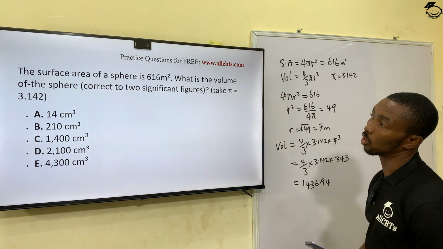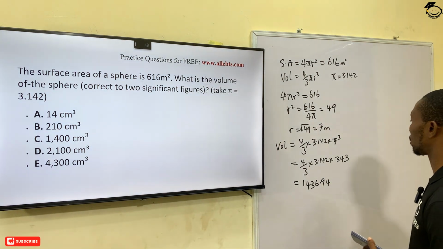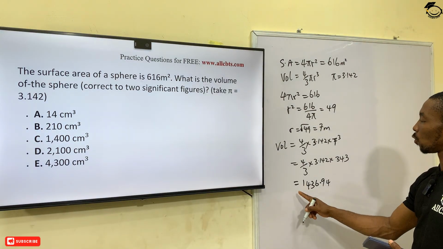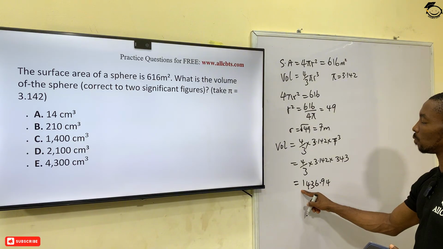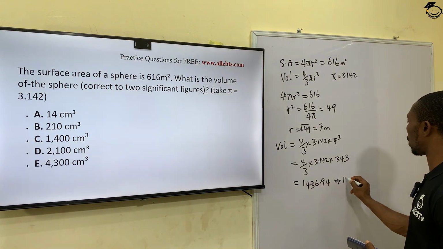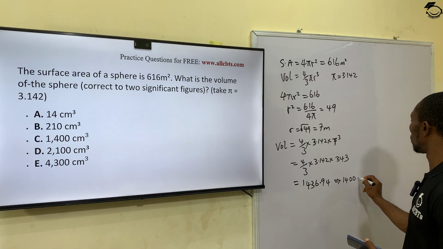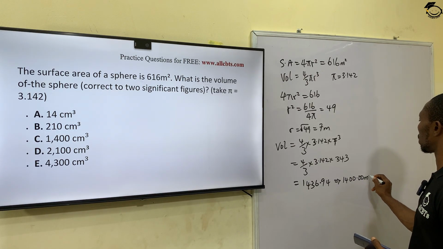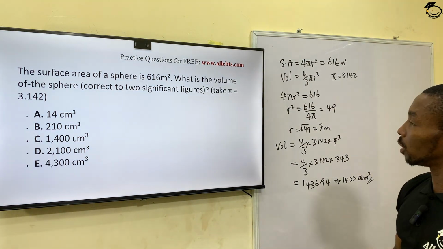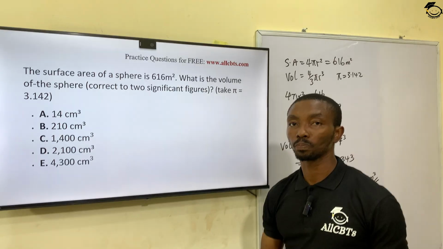This gives us 1436.94. Now they said correct to two significant figures. So if we are correcting to two significant figures, we are only interested in our first two digits. So correcting to our first two digits will be 1400.00 meters cubed. So that will be 1400 meters cubed.